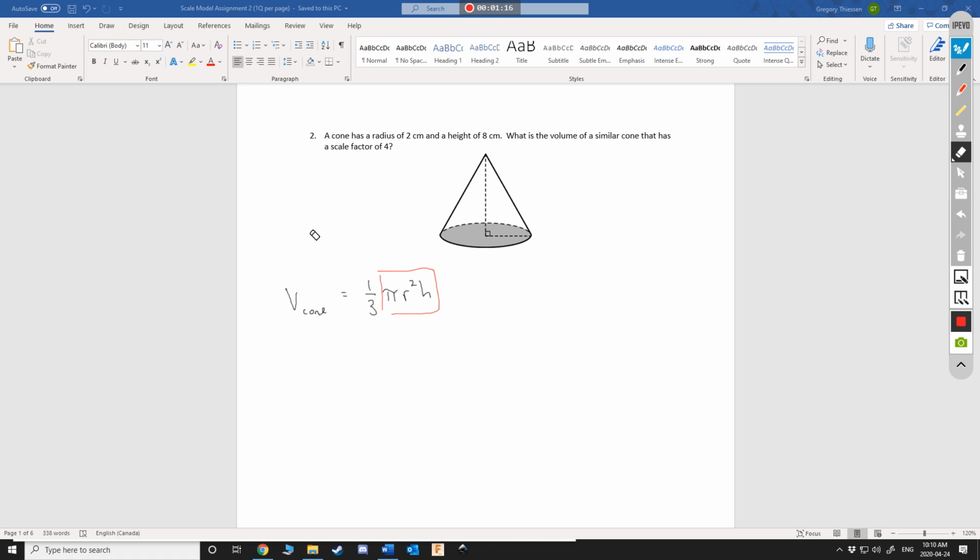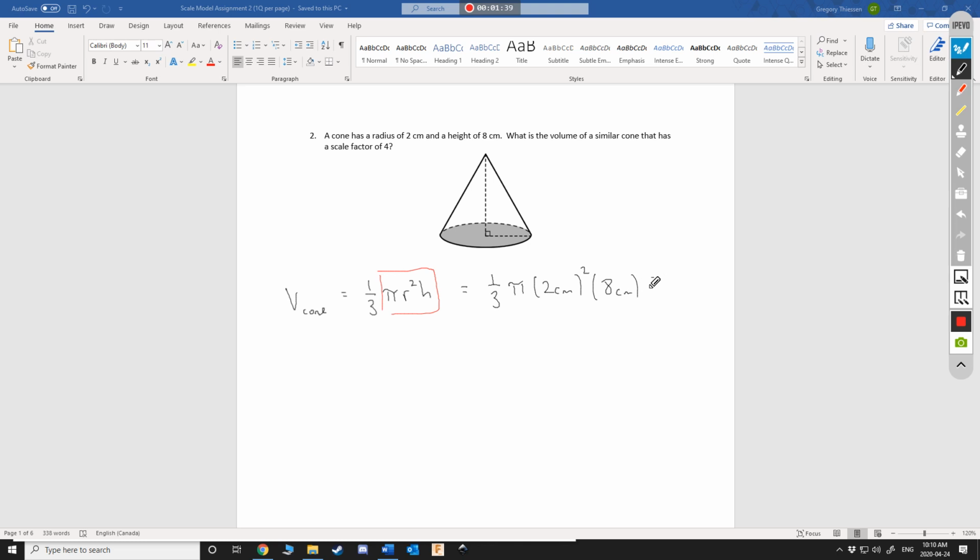Okay, so for this one, let's find our volume right now. So we have 1/3 multiplied by pi. Look at our equation. It says a radius of 2 centimeters, so I'm going to put 2 centimeters right there. We're going to square it, that's what the equation tells us to do. And the height of 8 centimeters. So we're just going to take our calculator and plug this in.